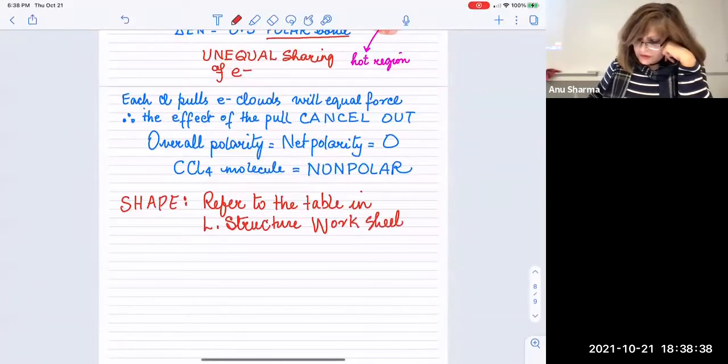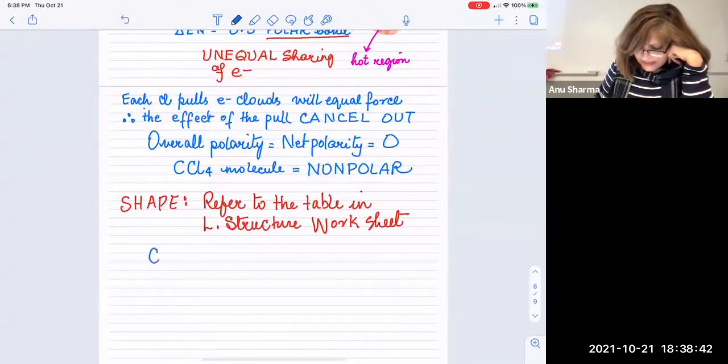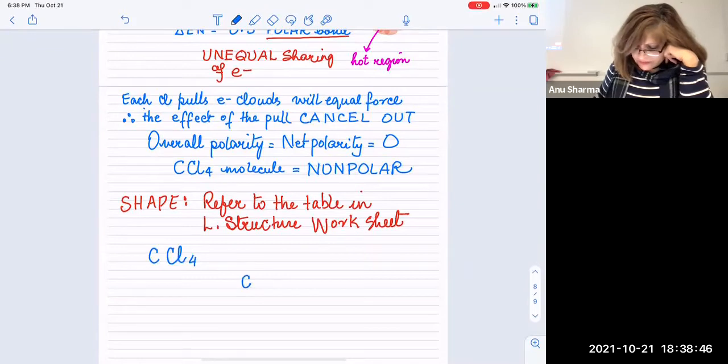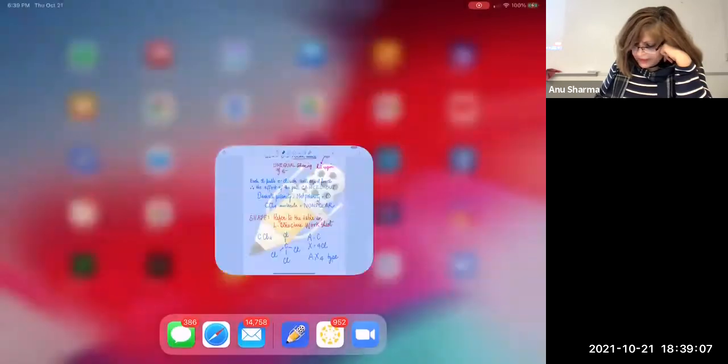Okay, guys. So we are now looking at this molecule, CCl4, which looks like this. A stands for carbon. X, there are 4 chlorines. So this is AX4 type. Okay, and look at the table.